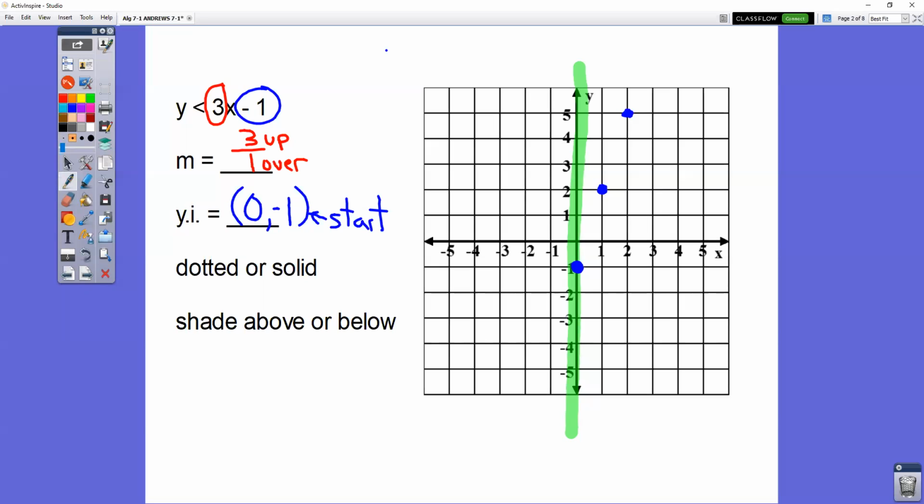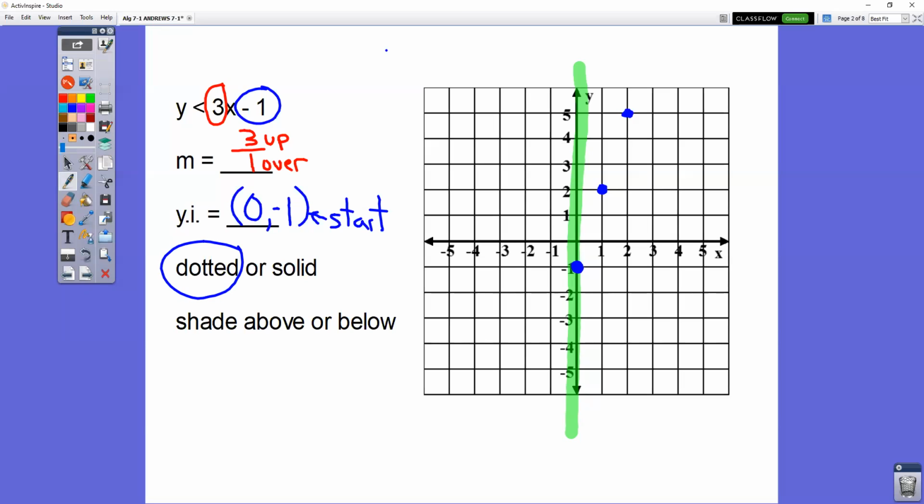Now, before you go and connect the dots, you have two decisions to make. You have to decide whether you're going to use a dotted or solid line to connect the dots. Our inequality symbol is just less than. Just less than is going to be a dotted line. You only use solid if you see the picture of the solid line for the or equal to.